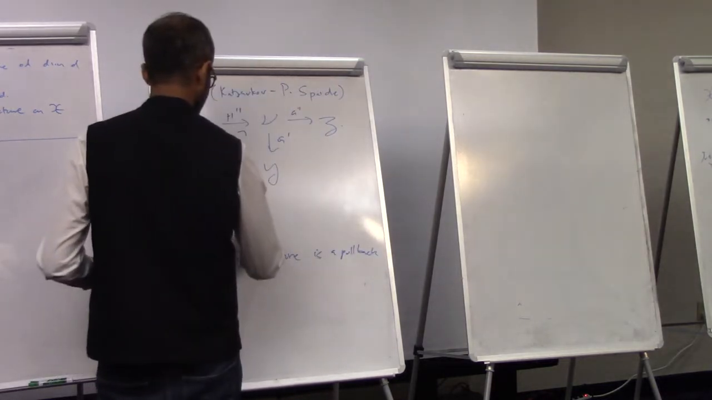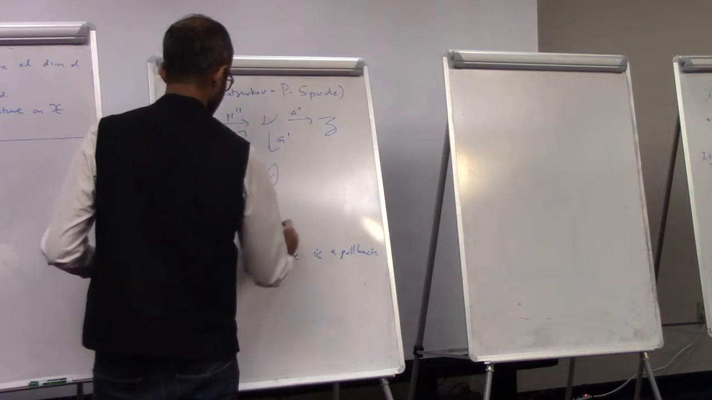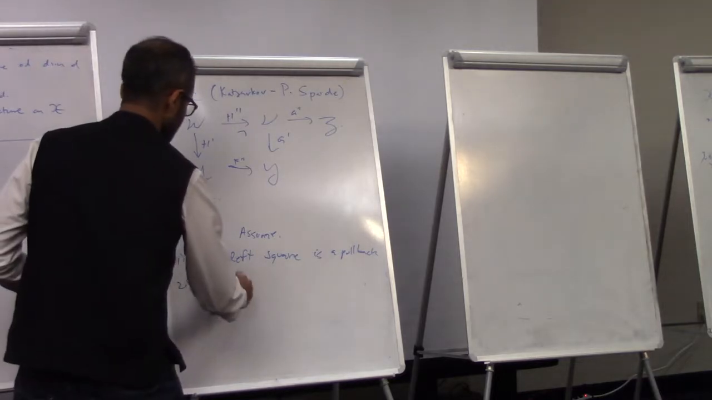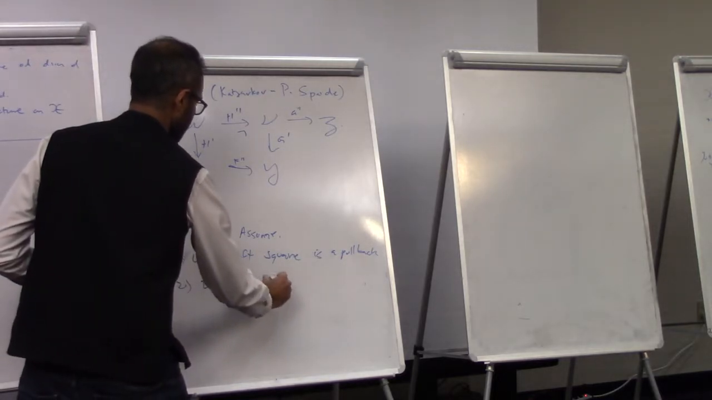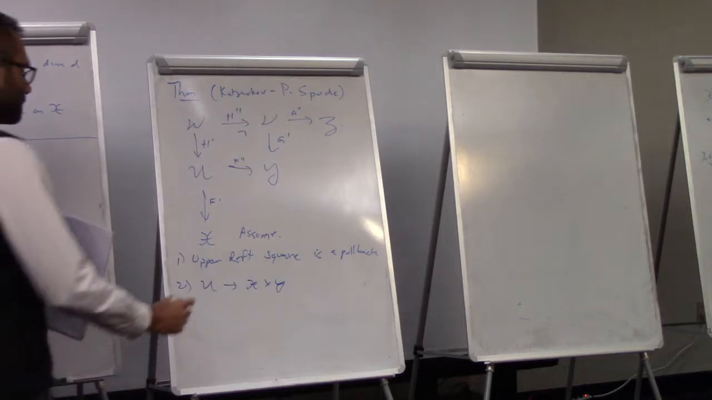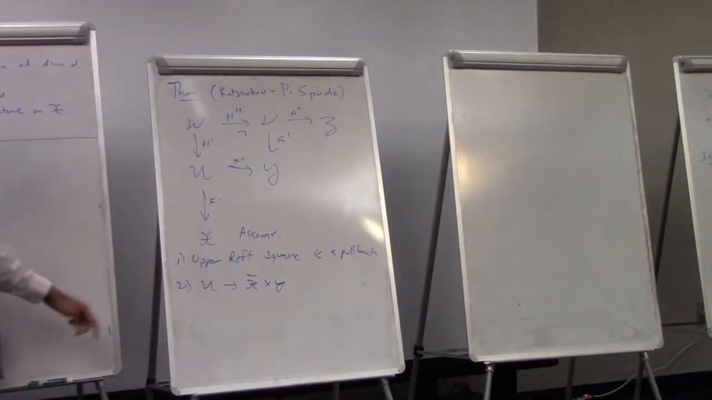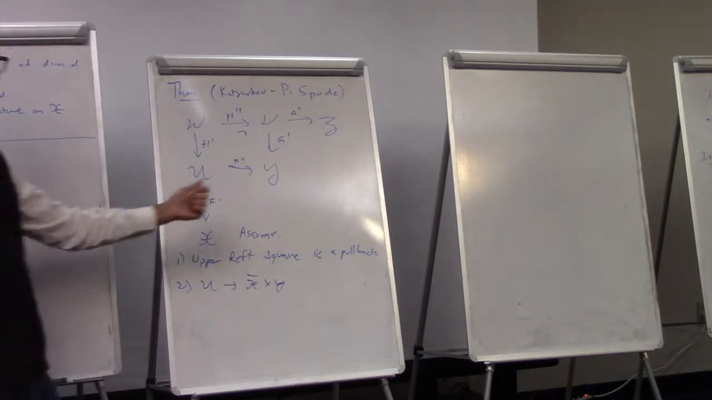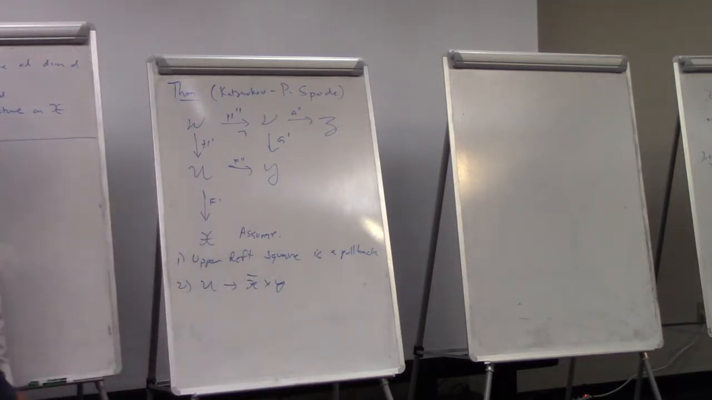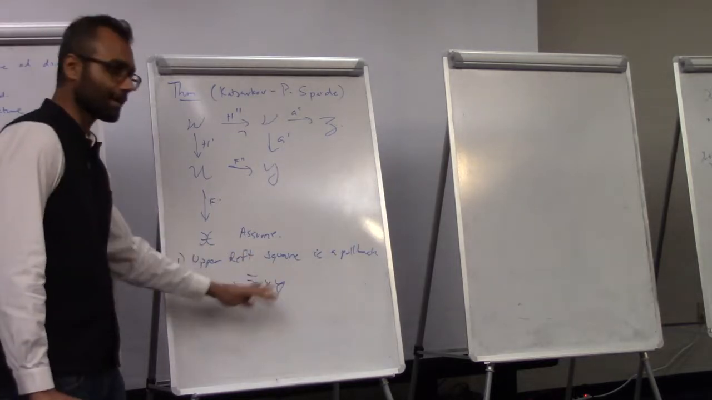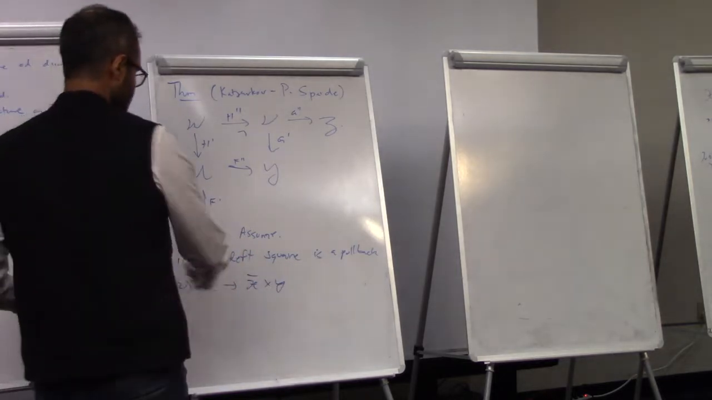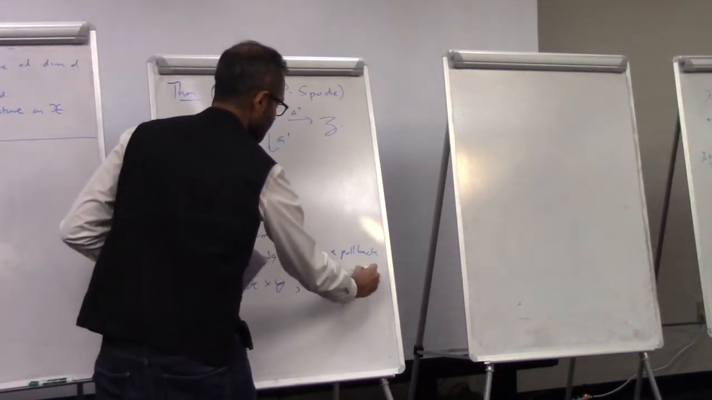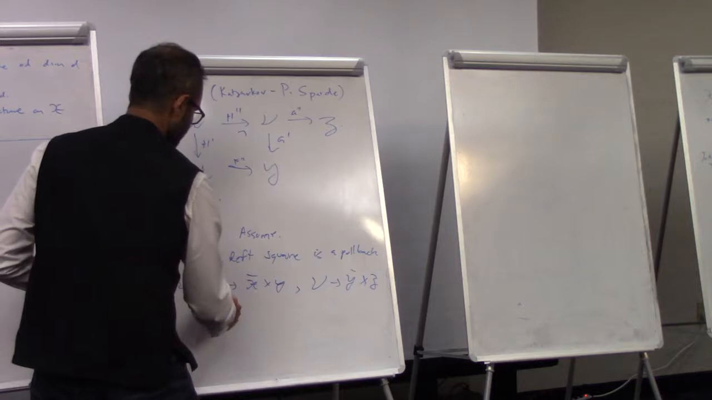So assume the following. Assume the upper left square is a pullback. U mapping to x cross y. And I'm going to write x bar to suggest that you should think of this map as being like a cobordism from x to y. And I'm going to reverse the orientation on x, the orientation being the Calabi-Yau structure. I'll explain what it means to reverse that, but you can ignore that for the moment. So assume that U going to x cross y and V going to Y cross Z carry relative Calabi-Yau structures.